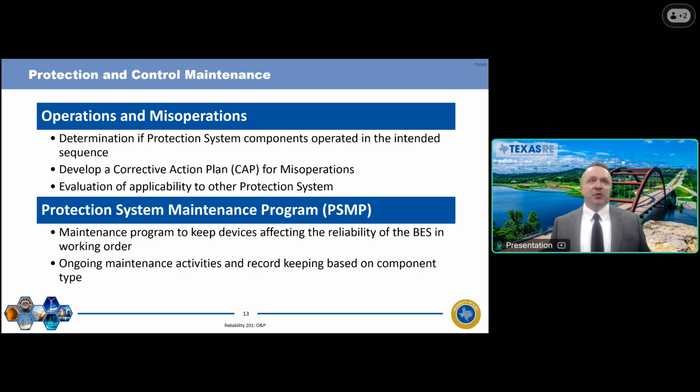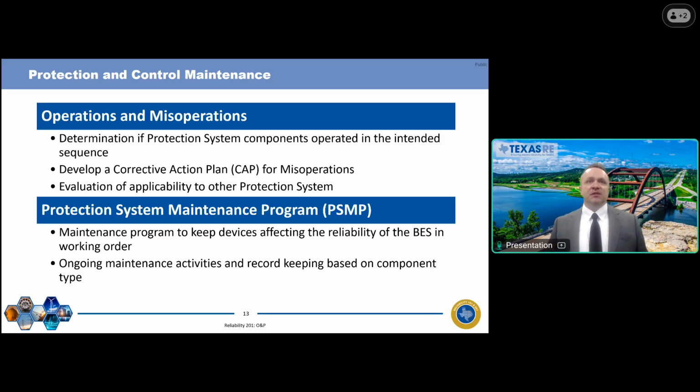So this is PRC-005, Protection and Control Maintenance, or PSMP. If you have an operation or a misoperation on your system, you should determine whether your protection system component operated in the intended sequence. And if you determine that you have a misoperation, you should be developing a CAP, a corrective action plan, and that CAP should have a timeline associated with it for resolving the misoperation, the failure mode on the misoperation, and you should be evaluating other protection systems to determine applicability.